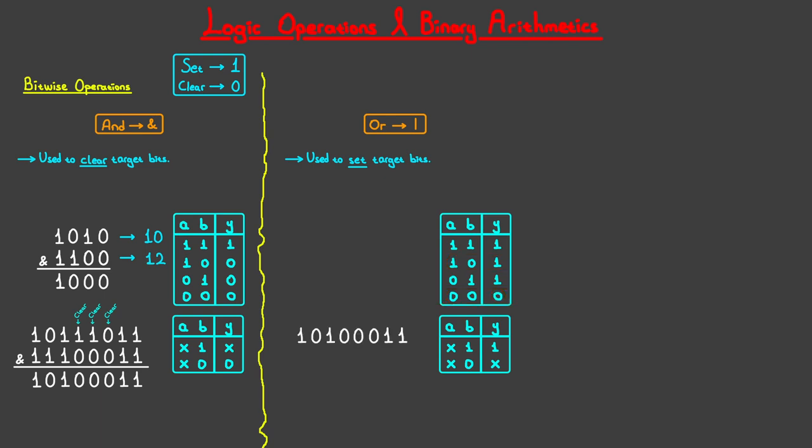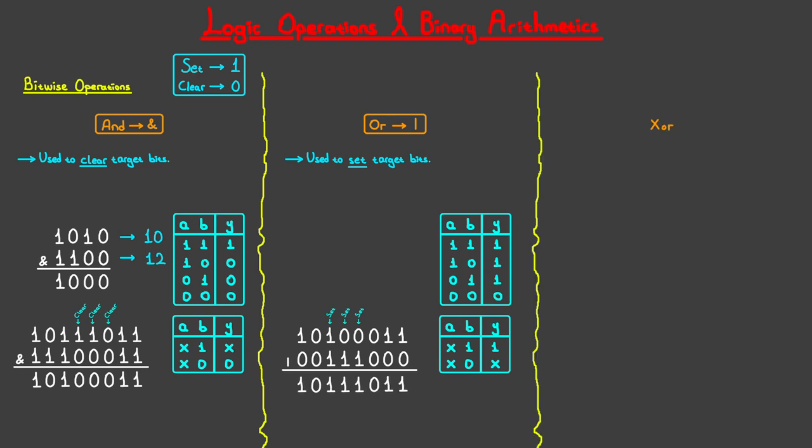Let's see this example. Say that you want to set the 4th, 5th, and 6th bits of this number and leave the rest untouched. You can just OR this number with a number that has 1 in places you want to set and 0 on the places you want unchanged. There you have it. Next up is XOR operation.